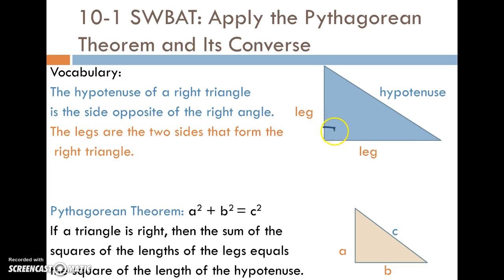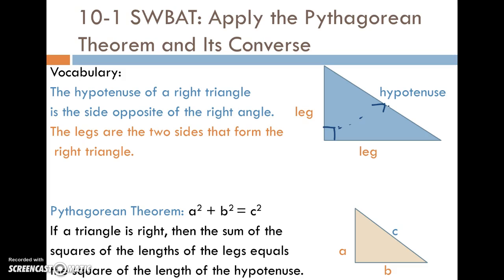It didn't say it on here, but this would be your right angle, because that's what's formed by the two different legs. The legs here form the right angle. One way to remember is that the right angle will always point to the hypotenuse, and it's always going to be your longest length. Practice that.